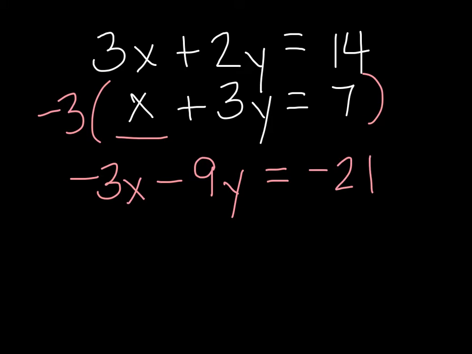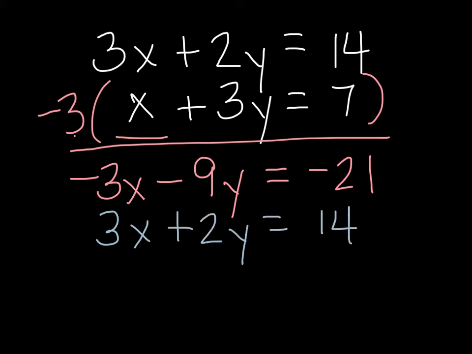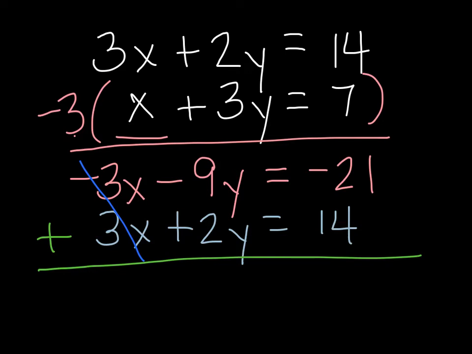I haven't changed the value of anything because I ran the -3 through the entire equation. So now I'm going to rewrite the first equation underneath it. And elimination allows me to add my equations together, and essentially that means combine my like terms and then solve for y. So what happens when I add these together is that my -3x and my +3x zero out. So I'm left with -9y and a +2y, and that is a -7y.